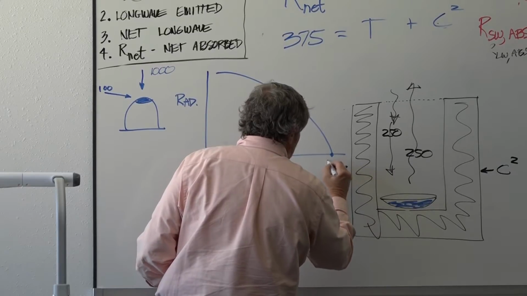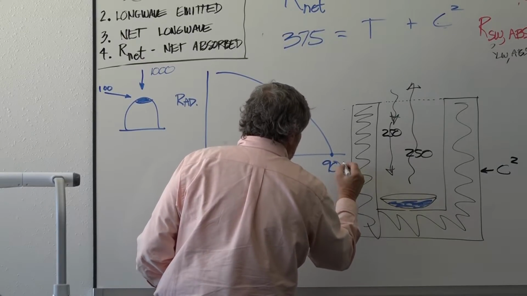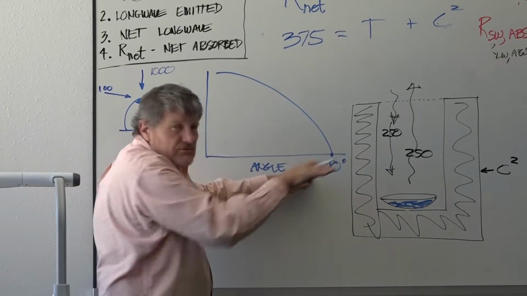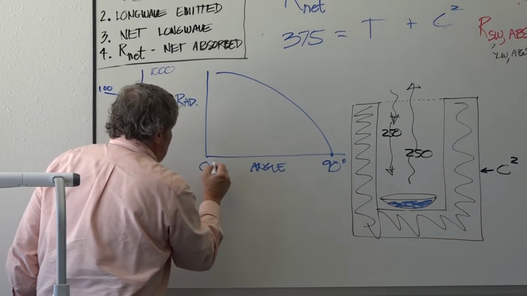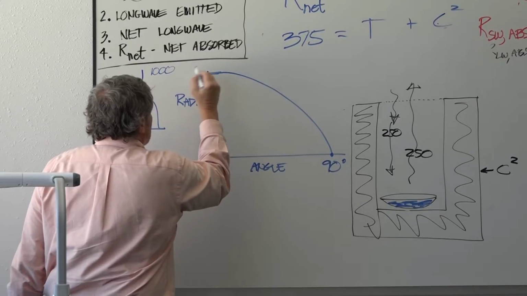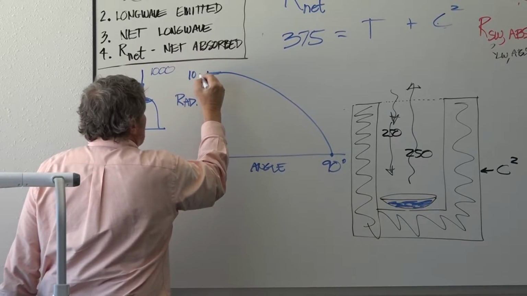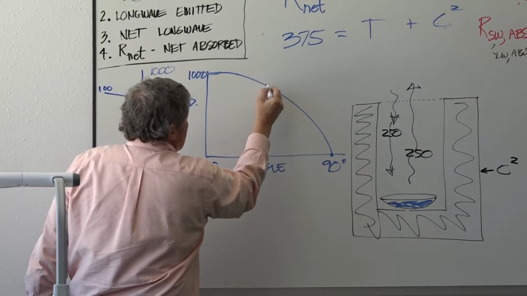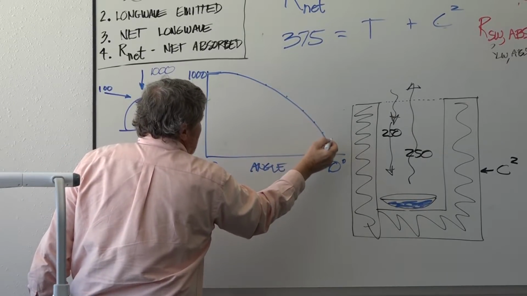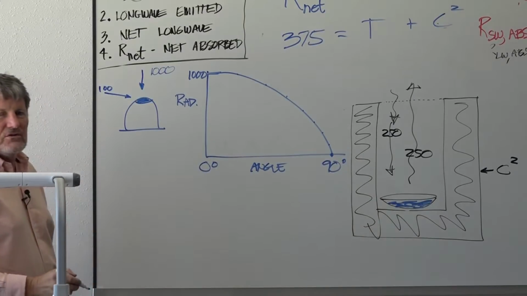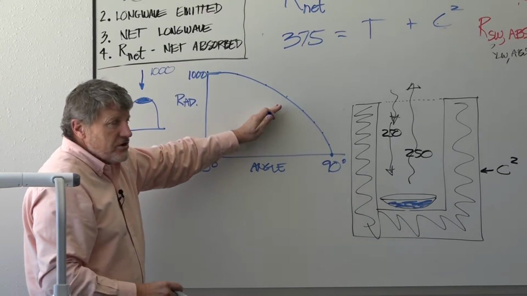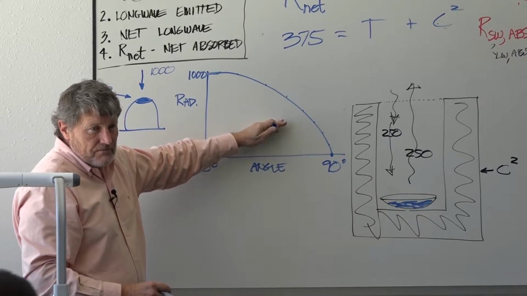So right here is 90 degrees, and that sensor should read 0 because everything's missing it. And here's 0 degrees, and this might be 100 or 1,000 depending on the units. So this is a theoretically perfect cosine response that says at each lower angle, the reading of the instrument should read somewhat less.